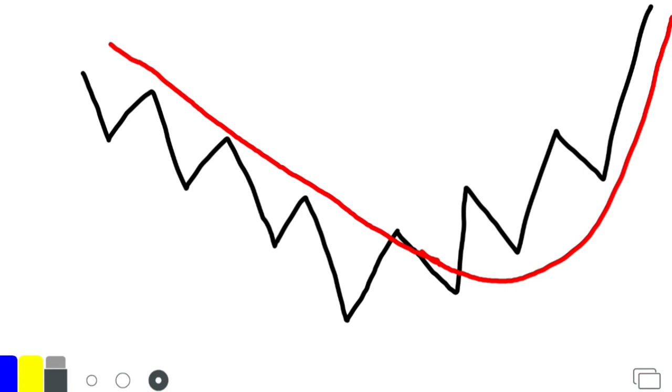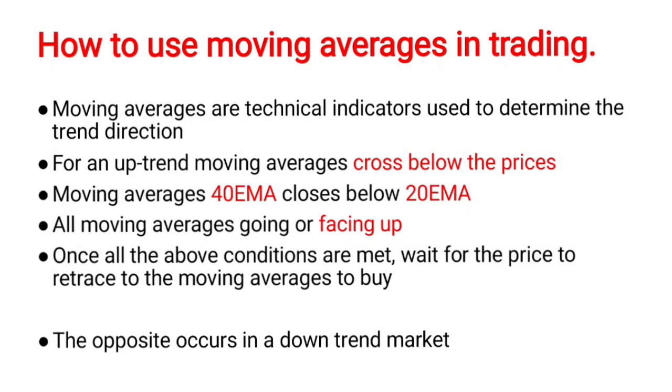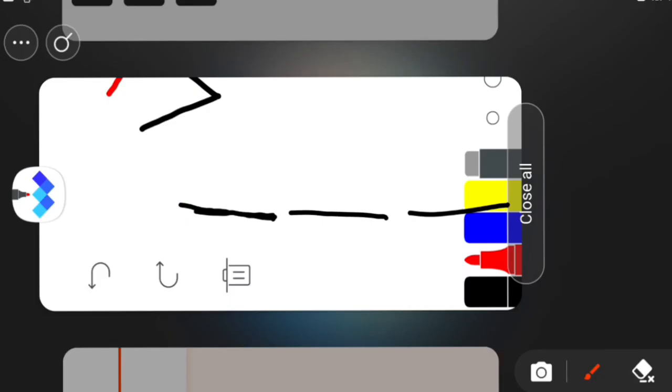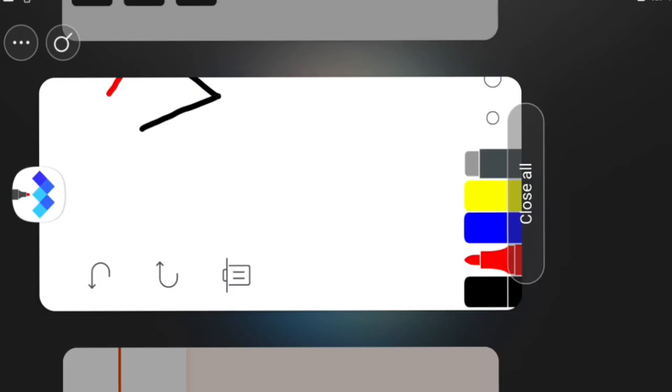So this is in an uptrend. Again, going back to the slides. We tend to use two moving averages, and I'm going to show you them in a while again. So the moving average 40 EMA crosses below 20 EMA. So having two moving averages just like here.